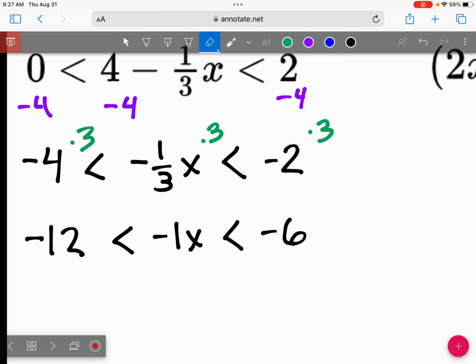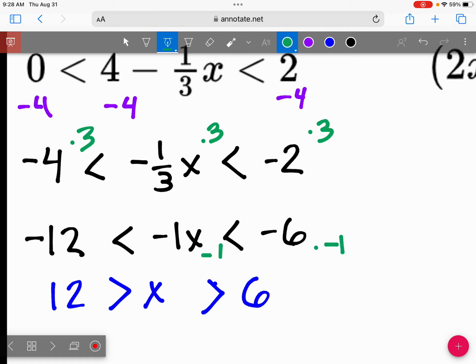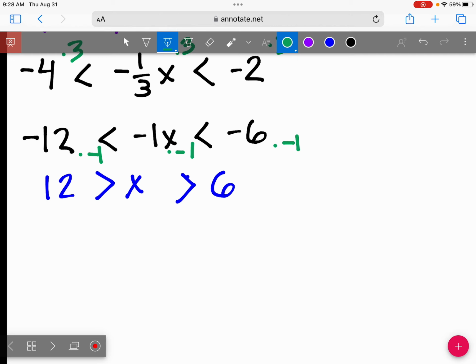Then what? Divide by negative 1, and we switch our signs. When you multiply or divide by a negative number, every single sign flips. So we're going to have positive 12 is greater than x is greater than positive 6. When you times by a negative or divide, you flip your sign every single time. Okay?